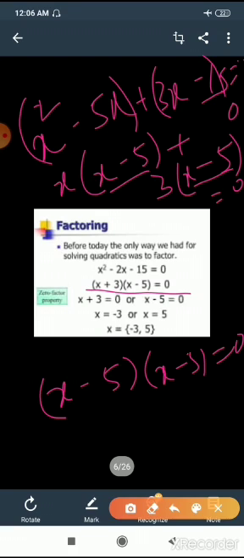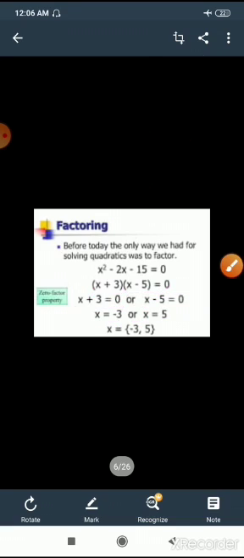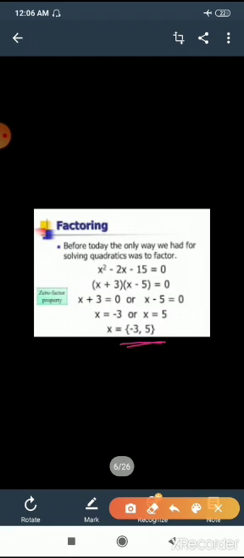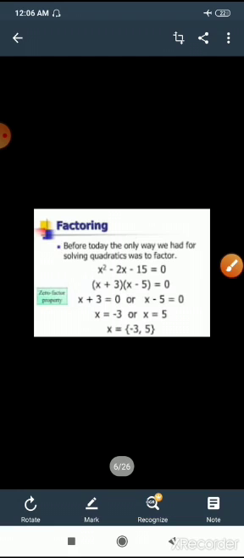Now if the product of two factors is equal to 0, by using the zero factor property, the first factor will be equal to 0 or the second factor will be equal to 0. So x equals 0 minus 3, which is minus 3, or 0 plus 5, which is plus 5. So x equals minus 3 and 5 are the solutions of this quadratic equation.